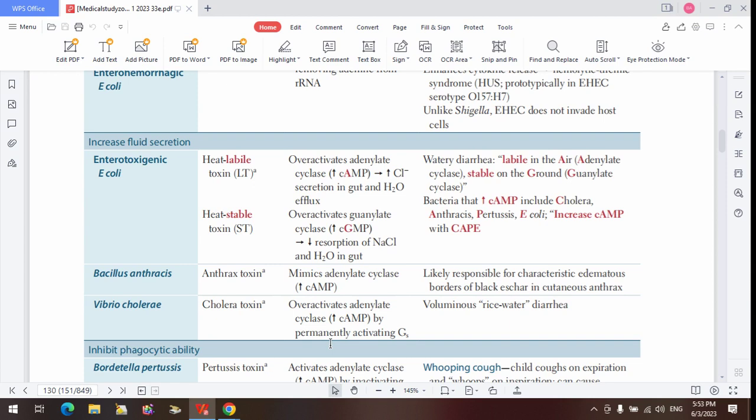Then the last one is cholera. Cholera permanently activates the Gs subunit of the G protein coupled receptor. Once you activate the Gs subunit permanently, you are increasing adenylate cyclase activity permanently, you are increasing conversion of ATP to cAMP permanently, and there is permanent secretion of chloride and water into the lumen, causing the diarrhea, which is known as rice water.